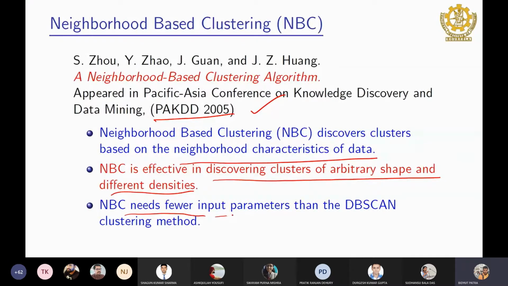NBC needs fewer input parameters than DBSCAN. DBSCAN needs two parameters: one is epsilon, another is minimum point. For NBC, it needs only one parameter instead of two. Now we will see how DBSCAN works in some scenario, and before that, we will see how NBC works.